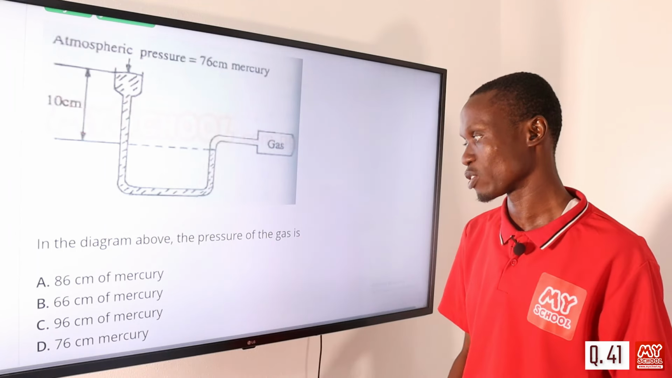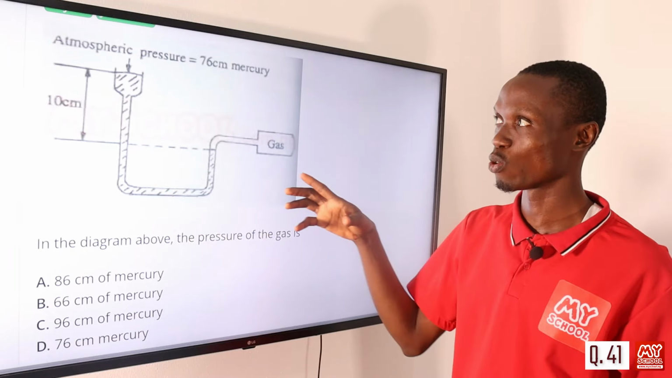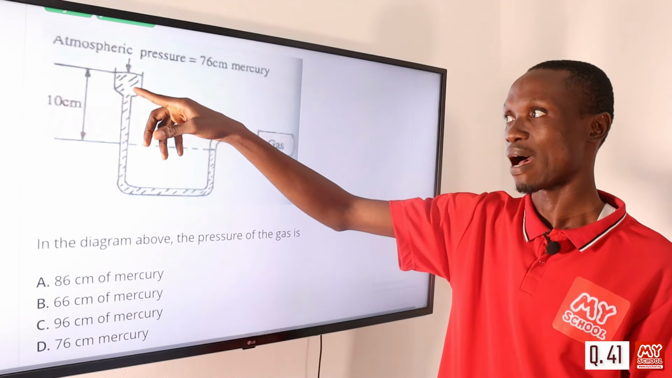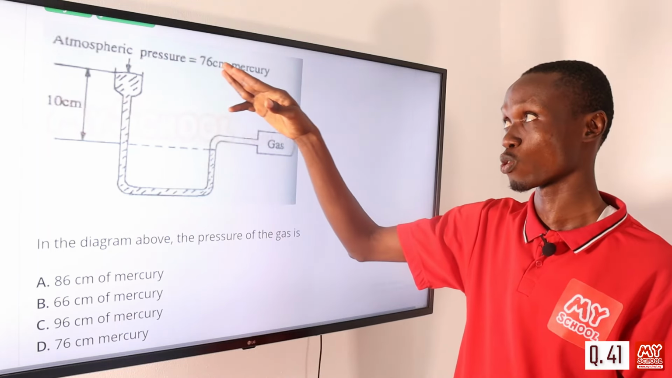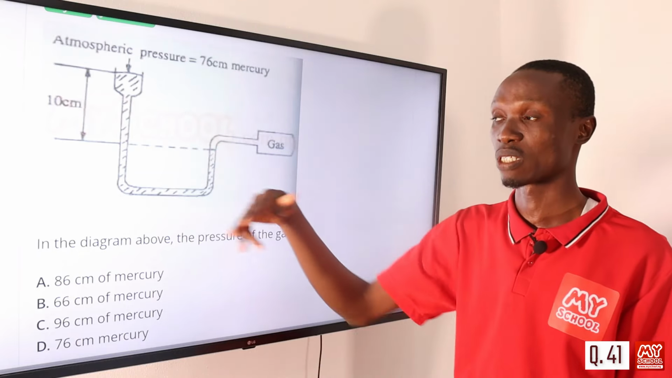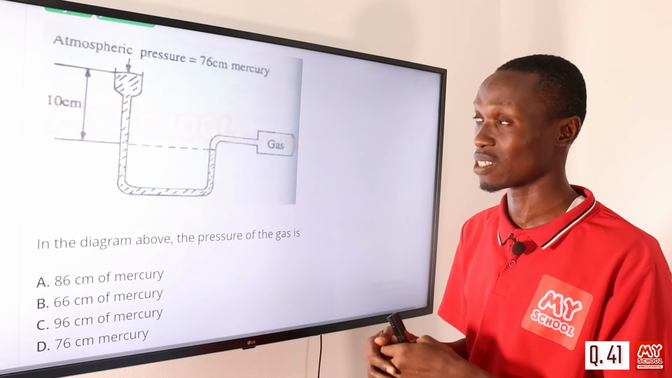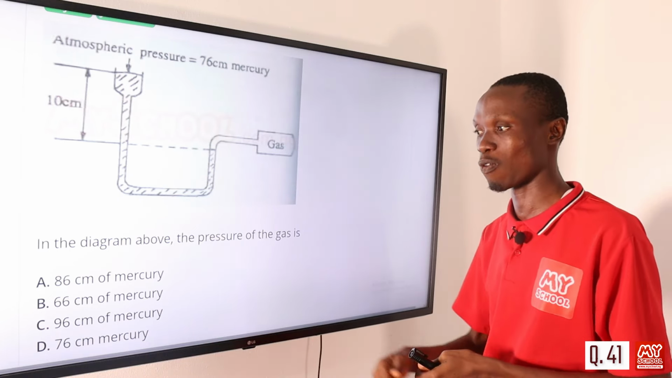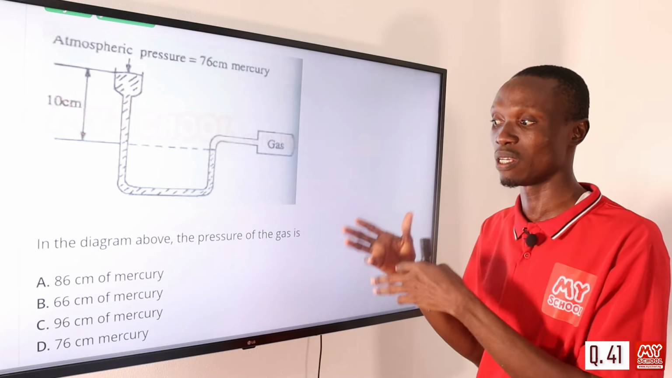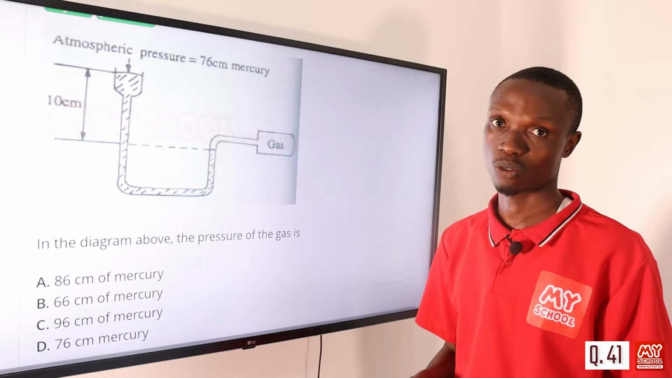Question 41. In the diagram above, the pressure of the gas is... From this diagram we can see that the pressure of the gas is due to atmospheric pressure and the height of the mercury in the U-tube. We know that atmospheric pressure is equal to 76 centimeters and the height of mercury is equal to 10 centimeters. So we just add them together to get the pressure of the gas. So we'll be having 76 centimeters plus 10 centimeters, and that will be equal to 86 centimeters. Of course, we are talking about the pressure of the gas, so it's going to be 86 centimeters of mercury. So that makes option A the correct answer to this question.